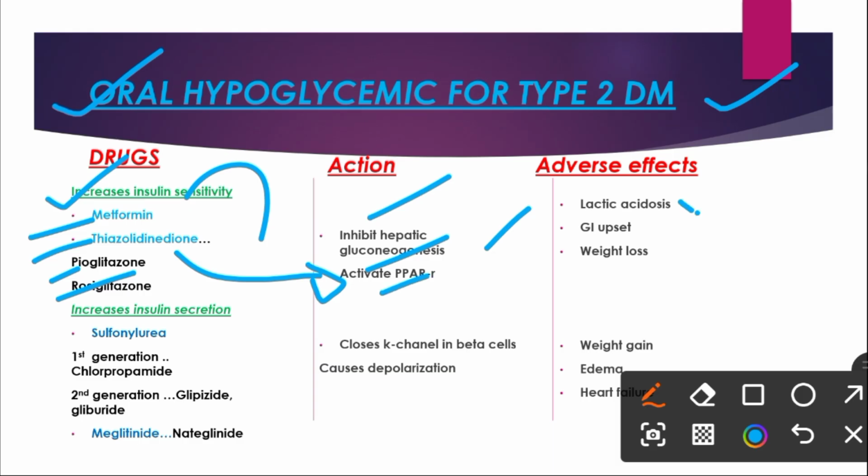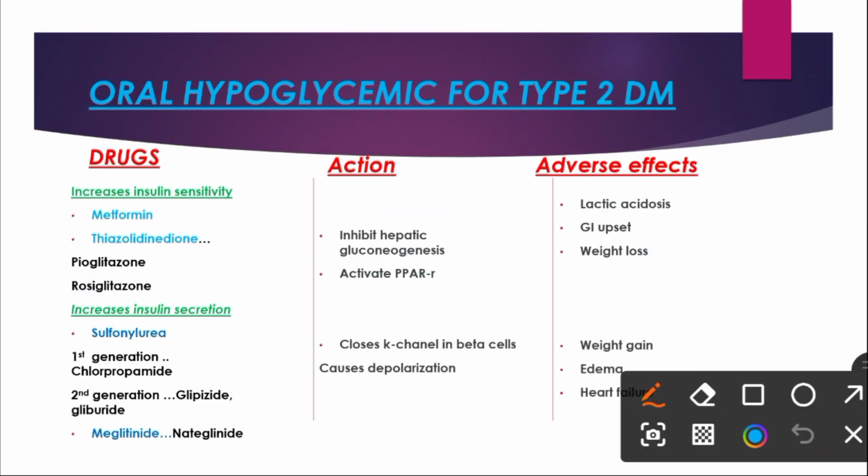Metformin causes lactic acidosis. It is the most common complication of metformin, and it is frequently asked in vivas and exams. Thiazolidinediones cause GI upset and also weight loss. Initially, metformin was considered a weight loss drug, but now it is considered weight neutral.